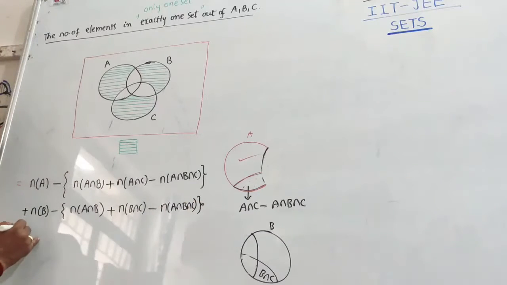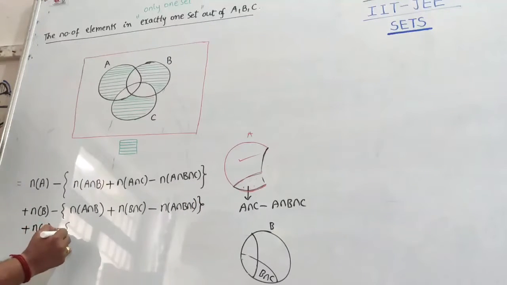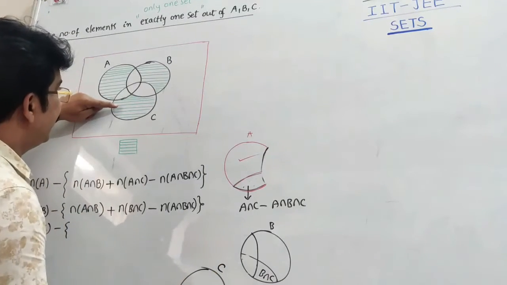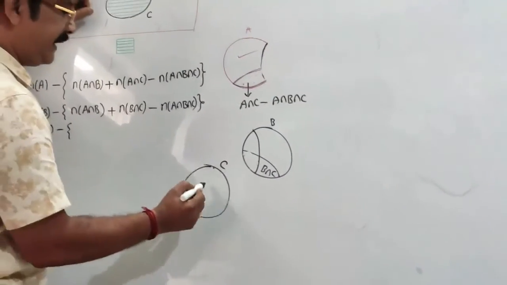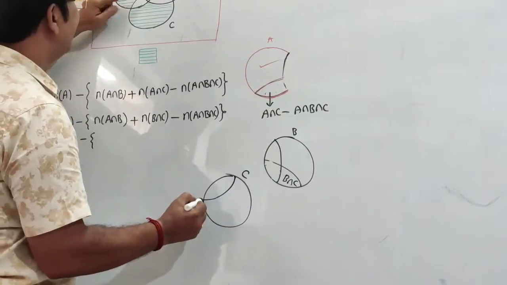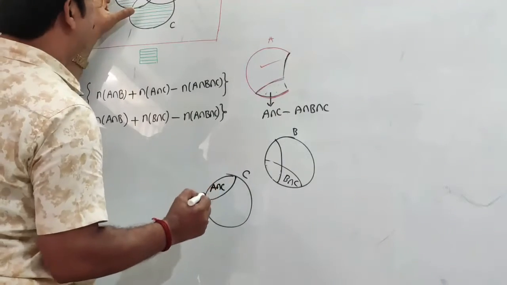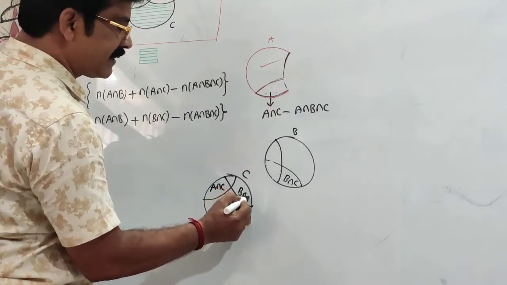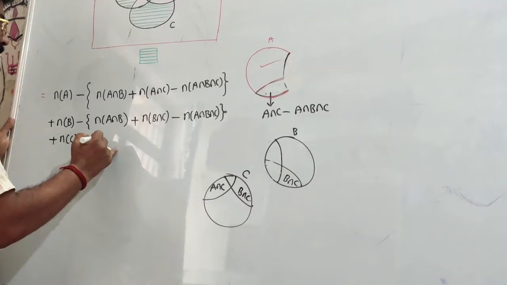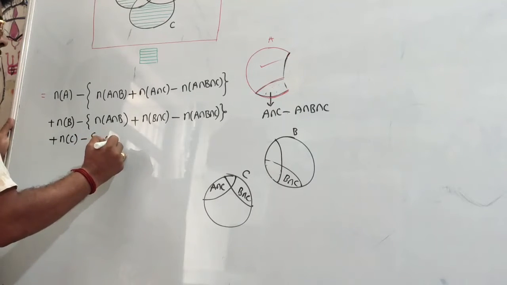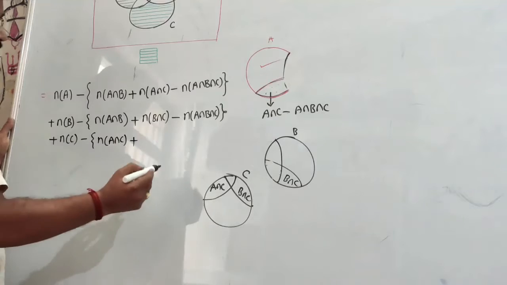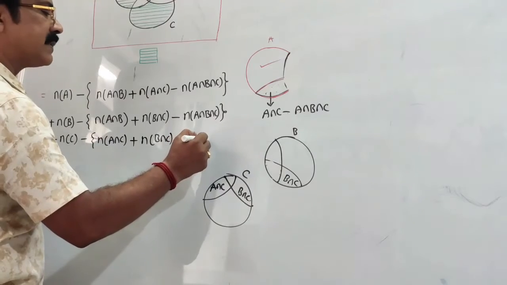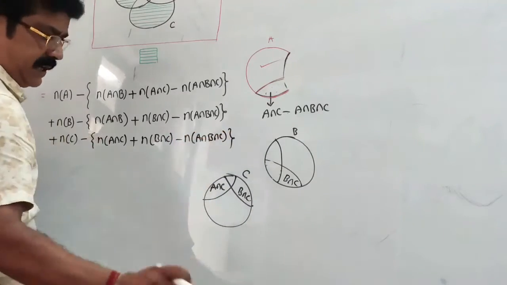Right. Next, similarly, plus n of C minus, now tell me about this C. C means this is capital C. We have to delete this area. This area means AC. Later, this area is BC, B intersection C. Similarly, n of A intersection C plus n of B intersection C minus n of A intersection B intersection C, like that.